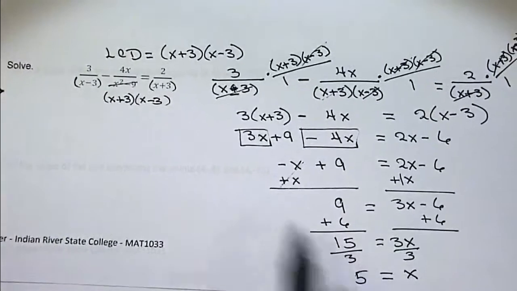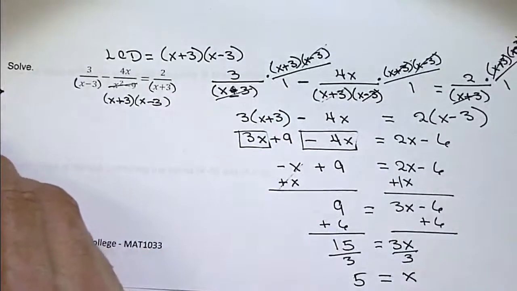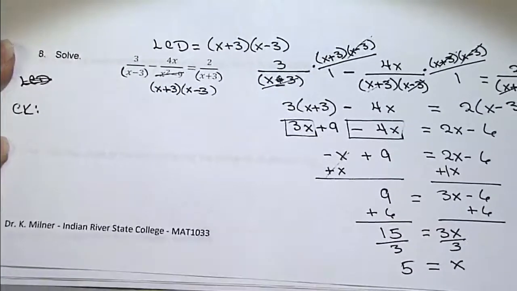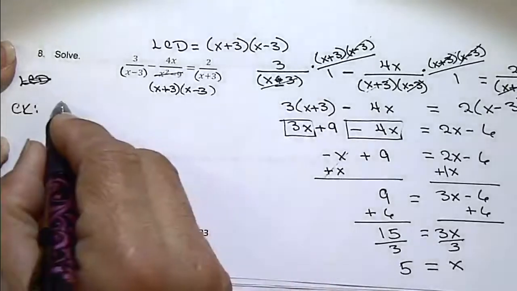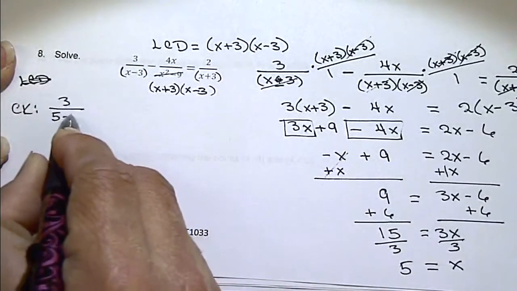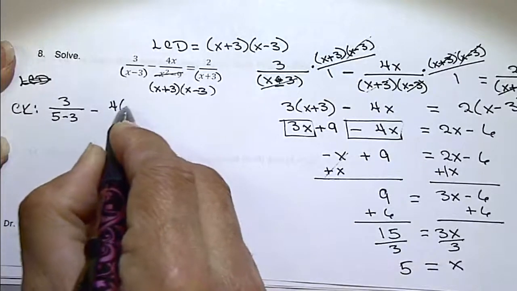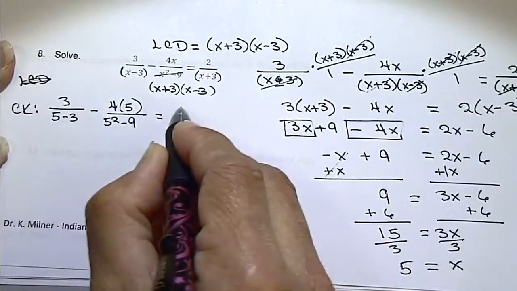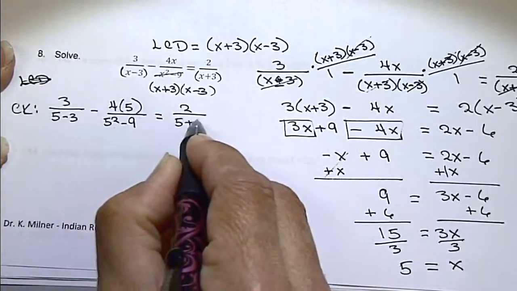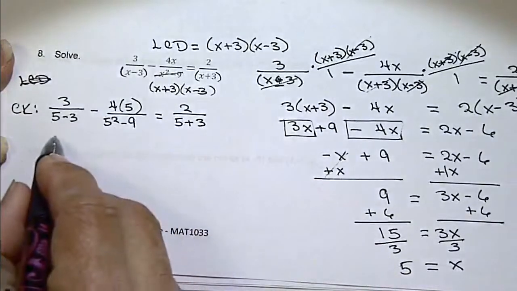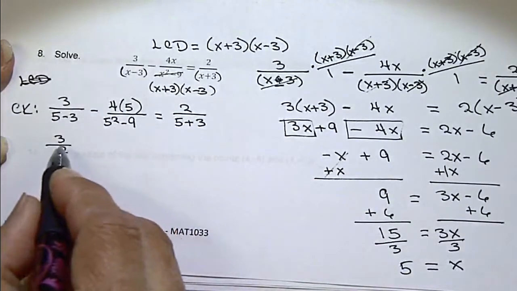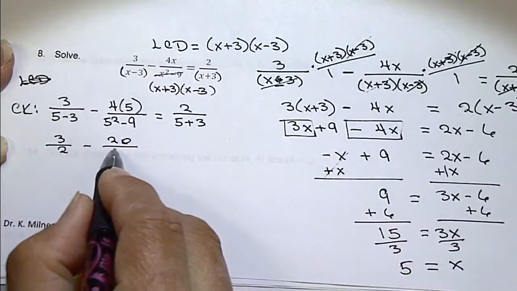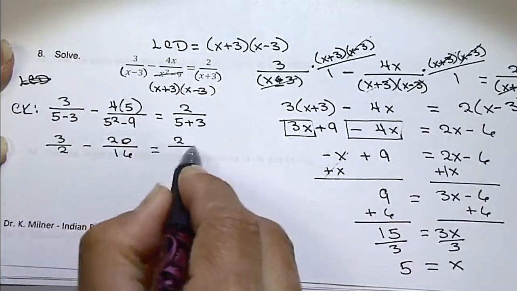So what if I did plug 5 in for x? This is my check. This is not required for you to do it, but you should know how to do this. You are required to check some other things. So I've got 3 over 5 minus 3, minus 4 times 5 over 5 squared minus 9, and that's equal to 2 over 5 plus 3. And what does all this mean? Well, this is 3 over 2, isn't it? Minus 20 over 25 minus 9. And this is 2 over 8.